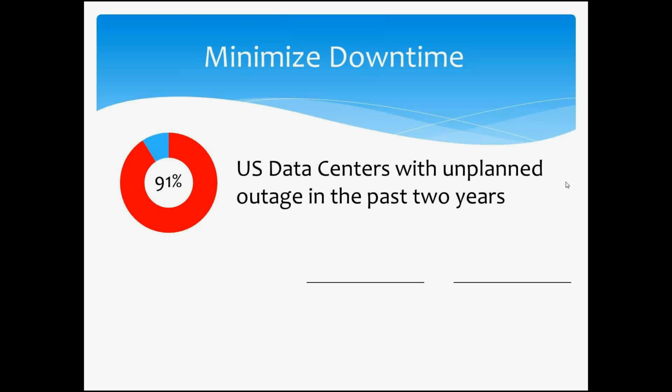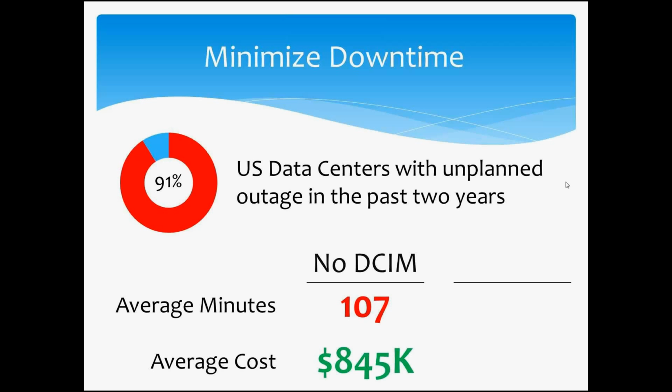Minimize downtime. 91% of U.S. data centers had unplanned outages in the past 2 years. Those data centers that were not using a DSIM solution, the average was 107 minutes at an average cost of $845,000. They estimated the cost of about $7,900 a minute, right? Data centers with a DSIM solution, the average downtime was 43 minutes at an average cost of $340,000. So that's, if you can do the math like I can, that's $505,000 right there in potential savings with DSIM by just having more visualization into the data center.